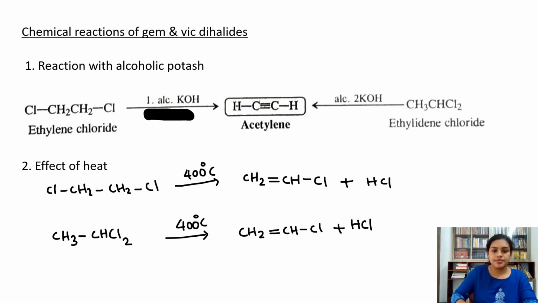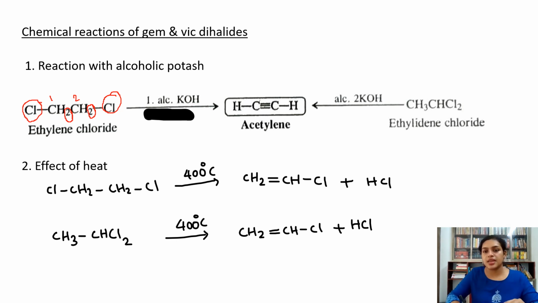Here you can see that this is a simple elimination reaction which takes place twice. Let's number the carbon atoms 1, 2. In the first step, chlorine from the first carbon and hydrogen from the second carbon are eliminated. In the next step, chlorine from the second carbon and hydrogen from the first carbon are eliminated, which means that 2 molecules of HCl are eliminated to give acetylene.